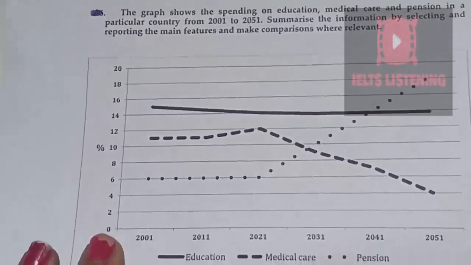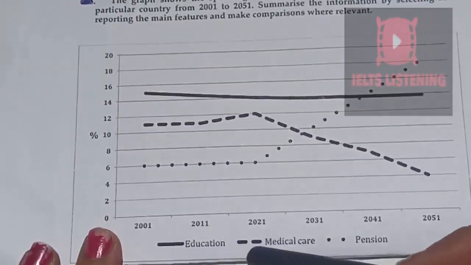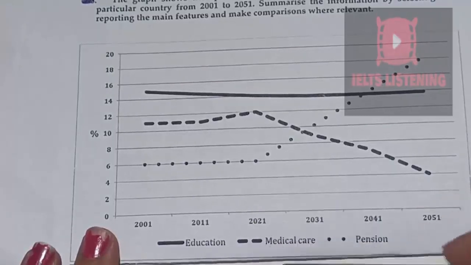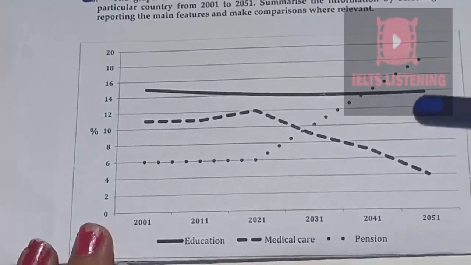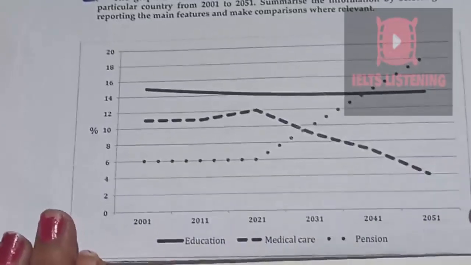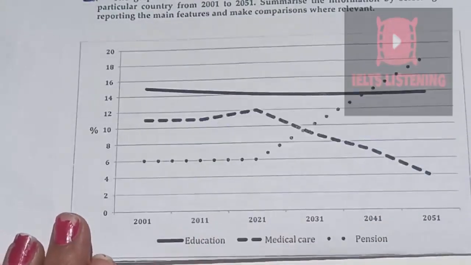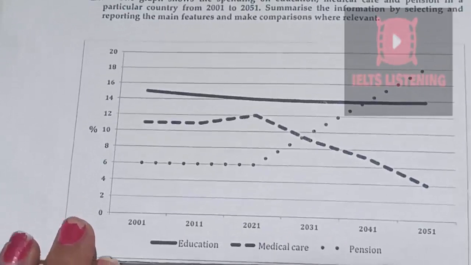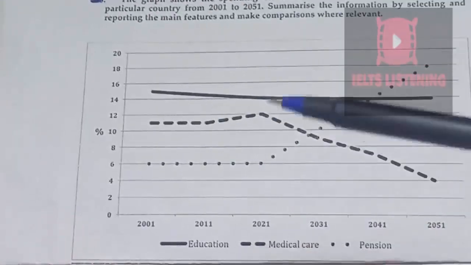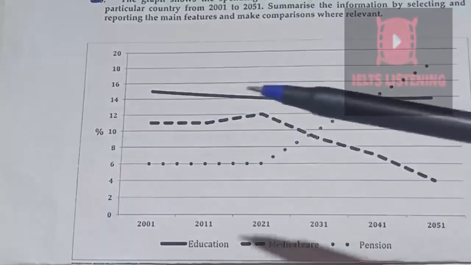So let's have a look. The darker one represents education, the double lined one represents medical care, and the double dotted represents pension. On the x-axis we are given the years, and on the y-axis we are given the percentages of the money spent on these three. The first one represents education, the second represents medical care, and the third represents pension.